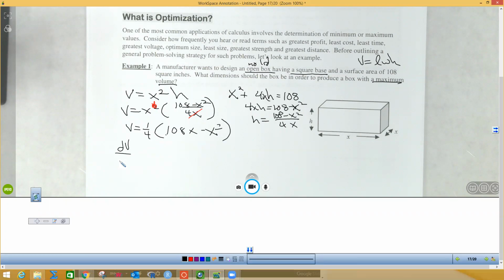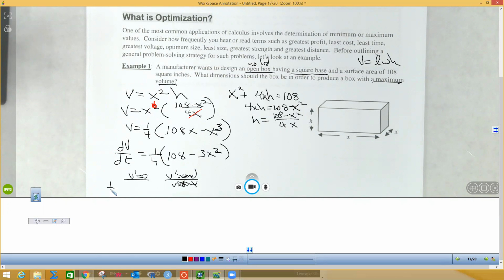So we are going to take the derivative of this. dV/dx is going to be, leave your coefficient the same, and then the derivative of 108x is 108, minus 3x squared. So this right here is my derivative. We now want to get the critical numbers for this. We want to know where V prime is 0, and the other case is if V prime were undefined. There's no variable in the denominator, so there's nothing for this.